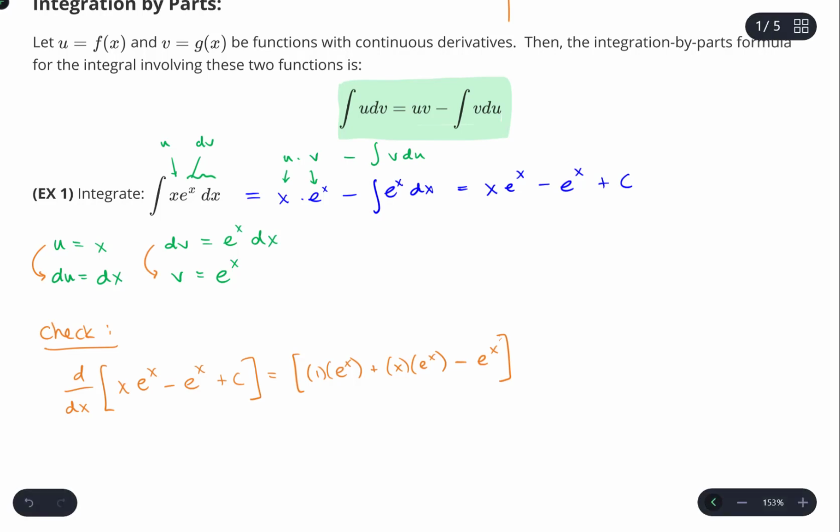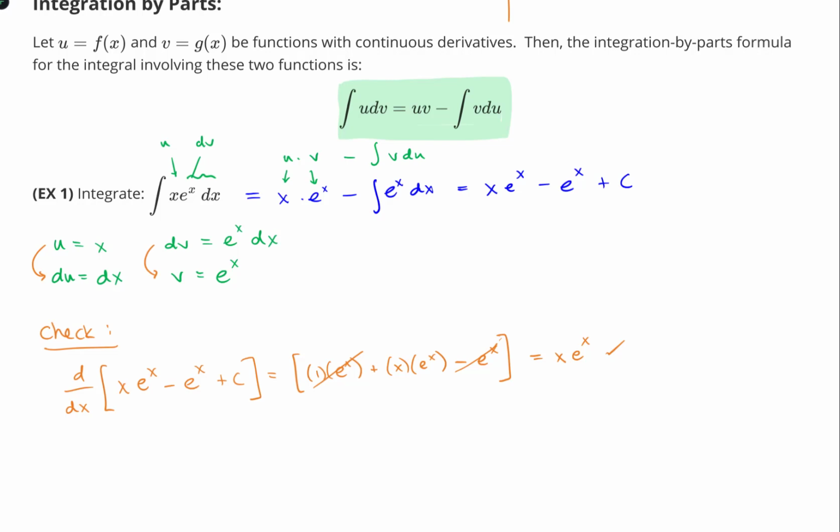And if you'll notice, I've got a negative e to the x and a positive e to the x, which cancel out, leaving me with just x e to the x. So the derivative of this result is our original integrand, so this checks out. That is, in fact, our integral.